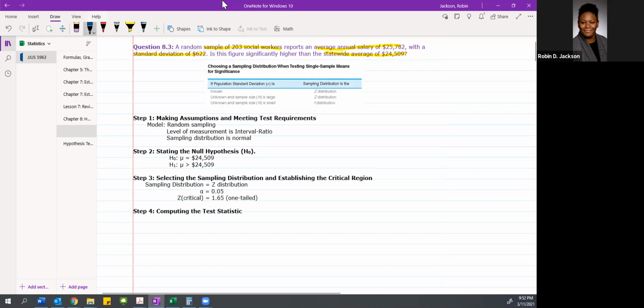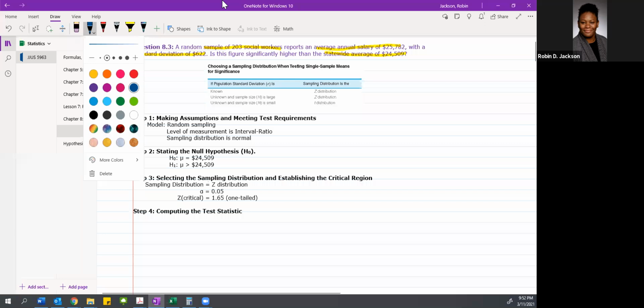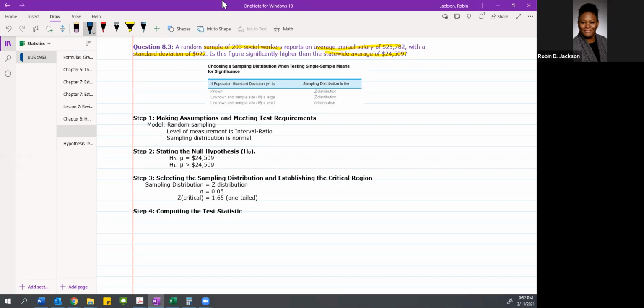Okay, so let's go ahead and write these numbers in. All right, I guess we'll stick with the blue we've been using. All right, so the N for this particular problem is going to be 203. Our sample mean, remember I said the problem basically says a random sample of 203 social workers reports an average annual salary. So that lets us know the sample mean, the average salary for the sample, is $25,782.